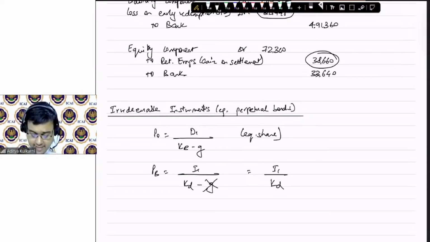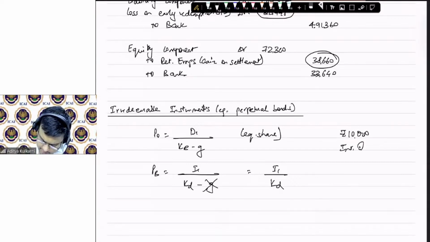So let us take a case where there is a bond of rupees 10,000, a bond of rupees 10,000 with interest at the rate of 8%. So this comes to how much?